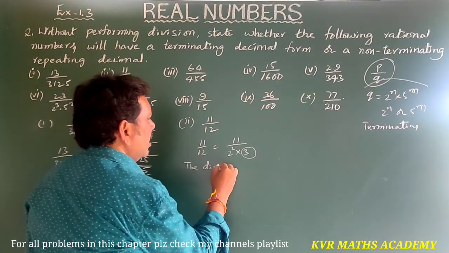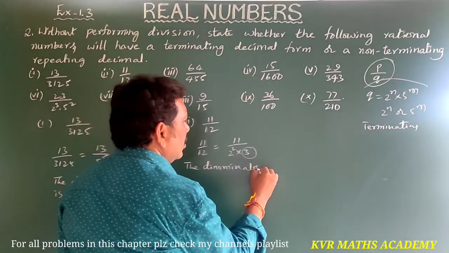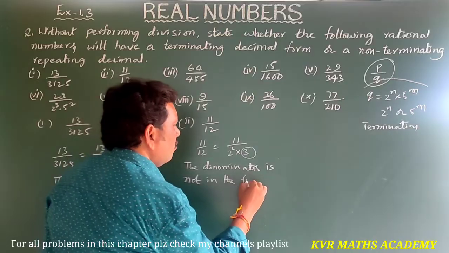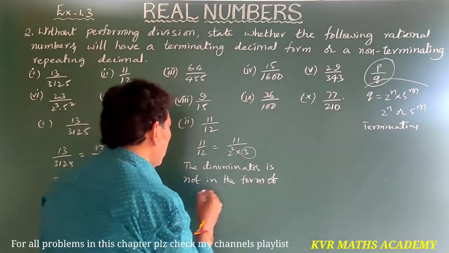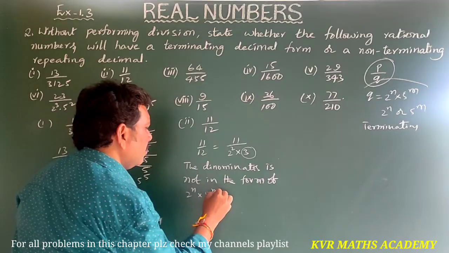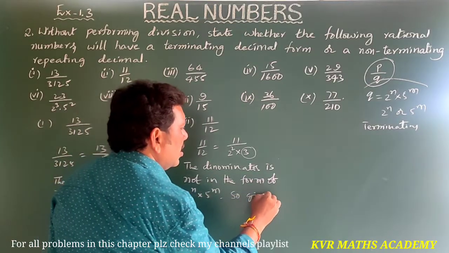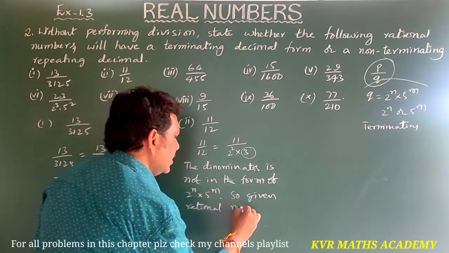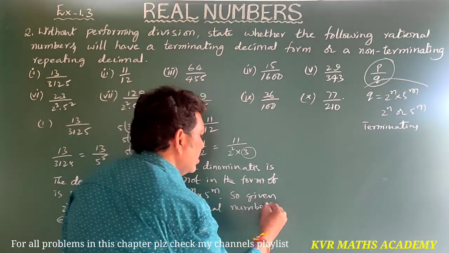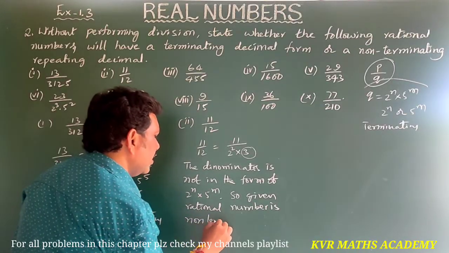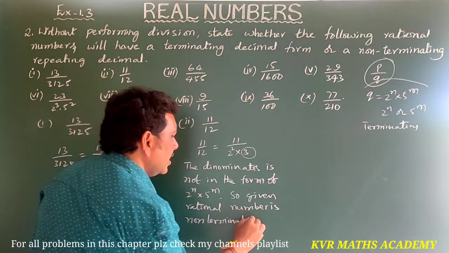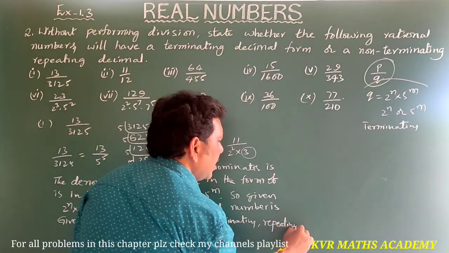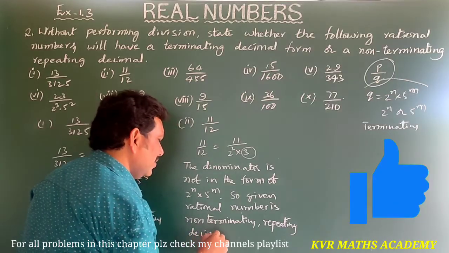The denominator is not in the form of 2 power n into 5 power m. So the given rational number is a non-terminating repeating decimal.